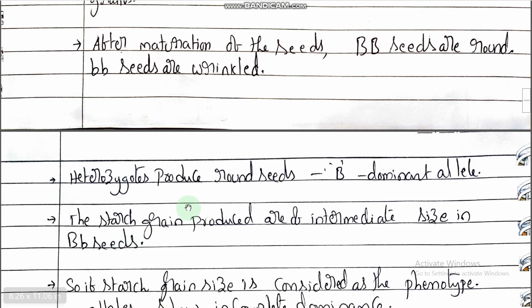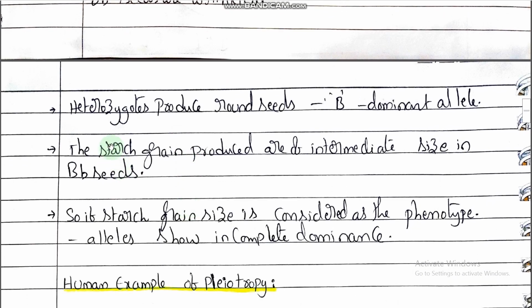Okay, so what about the heterozygous condition here? Heterozygous produces round seeds, as capital B is the dominant allele. There are two alleles we discussed, capital B and small b. So the heterozygous condition means what? One is capital B and the other one is small b. So we can clearly observe here capital B is the dominant.